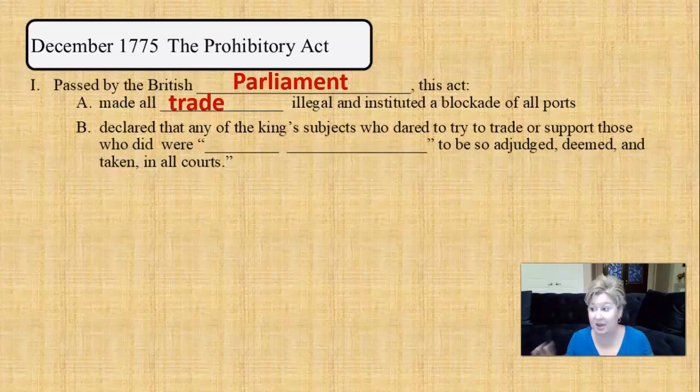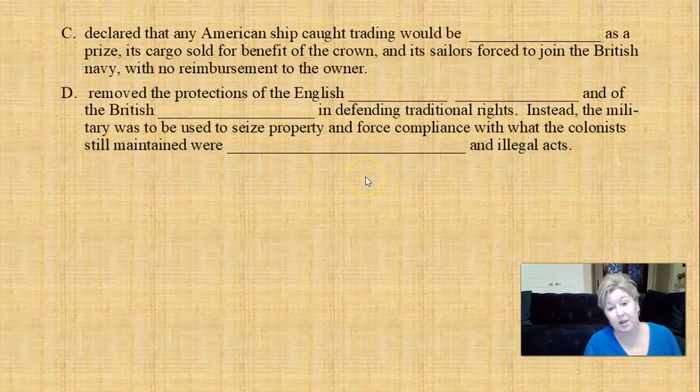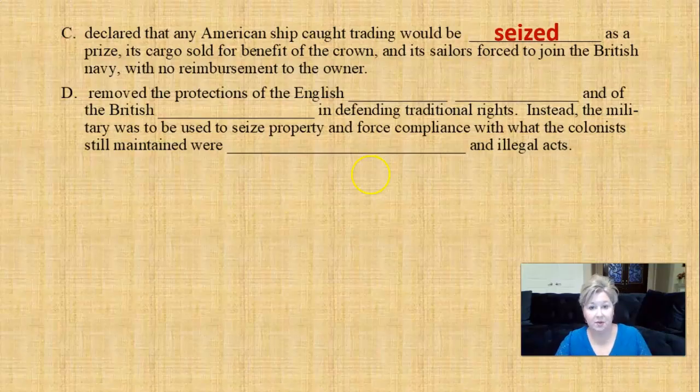They also declared that any of the king's subjects who tried to trade or support those who did were now called open enemies. So if you continue to try to trade with the Dutch to support your family and keep things going, you're a traitor, you're an open enemy, to be so adjudged, deemed, and taken in all courts. It also declared any American ship that was caught trading would be seized, your cargo would be sold for the benefit of the crown, and all your sailors would be forced to join the British Navy and fight against their own people. No reimbursement to the owner.